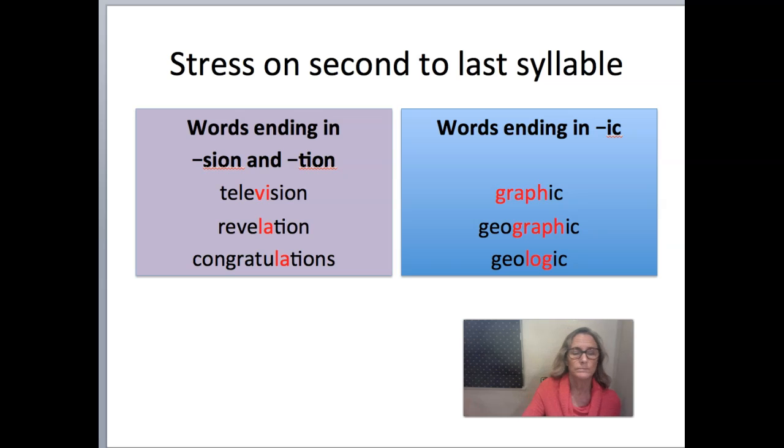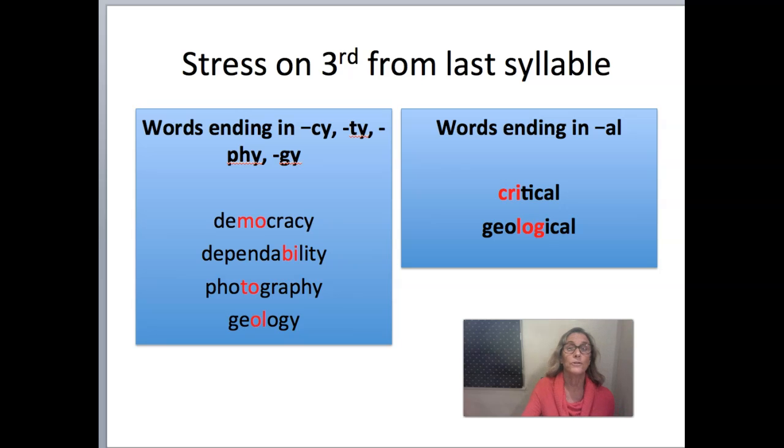Now we're at the third from last syllable. Definitely not counting that when you're talking to someone, but when you're reading, you can. So those CY and TY and PHY and GY words and words ending in AL, all of those words, the stress is on the third from last syllable.